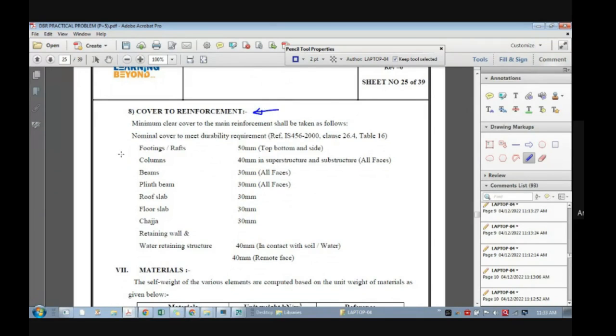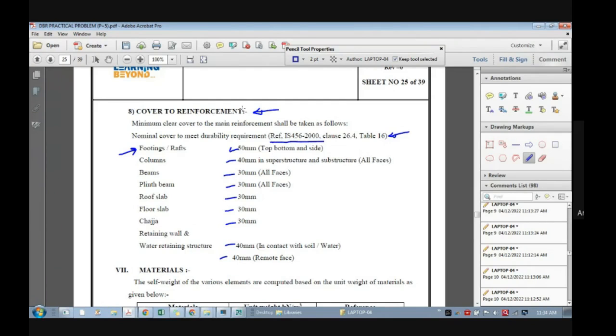So for footing, how much cover? Let's say 50 mm, as per the clause and table given in IS 456. For columns, it is 40. Beams 30, all beams 30, slab also 30, chhajja 30, retaining wall and water tanks 40. So each and every cover is required. We can get it from IS 456.